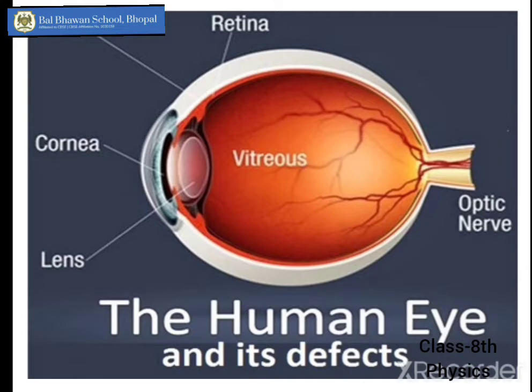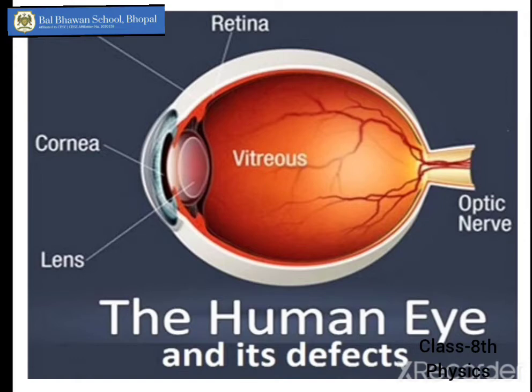We are at the last part of our chapter, wherein we will learn about the defects of the human eye. Up till now, we have learned about the structure of the human eye, all the different parts and their functions. Today, we will learn about what the defects are if the normal eye is not working properly.